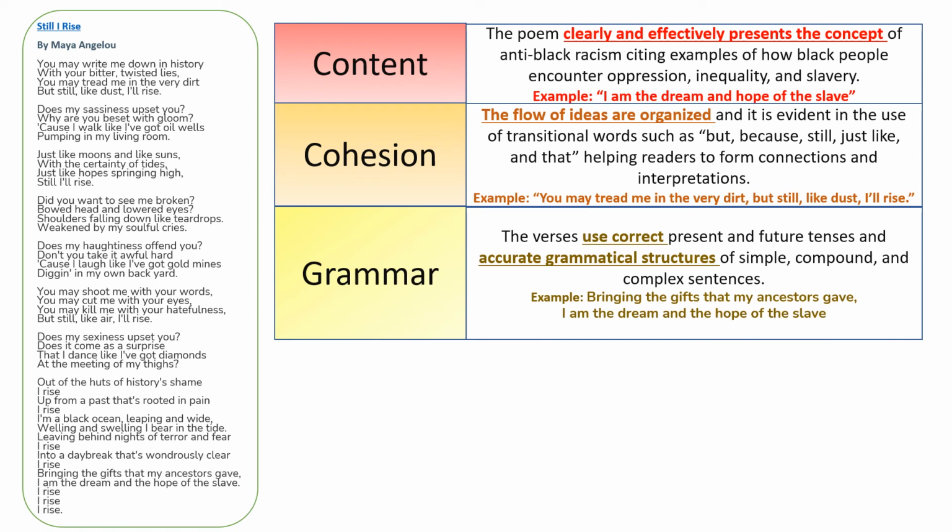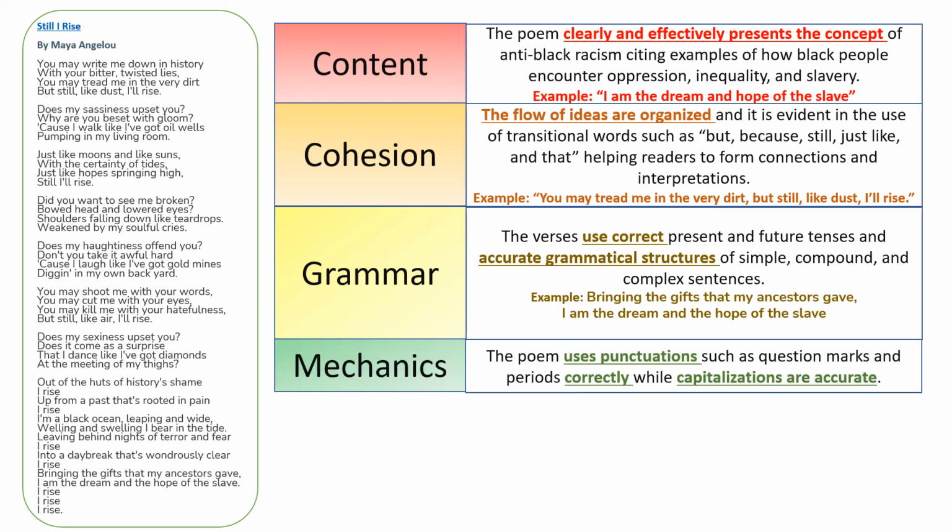Grammar. The verses use correct present and future tenses and accurate grammatical structures of simple, compound, and complex sentences. Example lines, "Bringing the gifts that my ancestors gave. I am the dream and the hope of the slave." So, this is an example of a combination of independent, which is "I am the dream and the hope of the slave," an independent clause. And the dependent clause is "bringing the gifts that my ancestors gave." So, basically, the poem uses different simple, compound, and complex sentences.